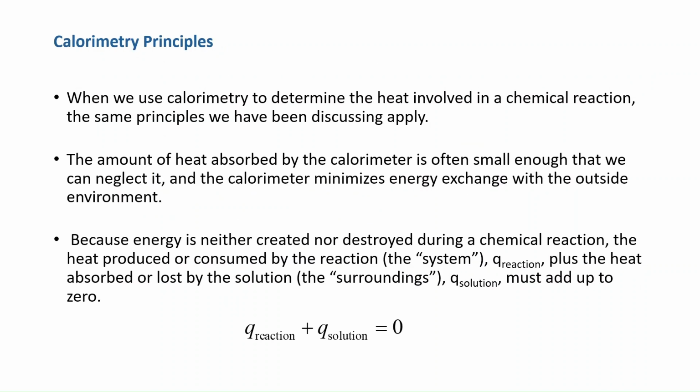Now, sometimes we use calorimetry to determine the heat involved in a chemical reaction. Okay? But it's still the same principle. We are going to assume again that the calorimeter does not absorb any heat. So you have the heat that is produced by the reaction, we call it heat of reaction, plus the heat that the system is going to absorb or lose, depending whether the reaction is endothermic or exothermic, we call it heat of solution.